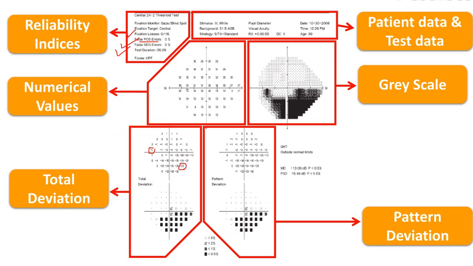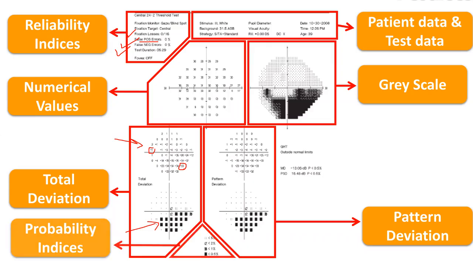And this will be represented also in a dark scale, so there will be a numerical scale, and there will be a graphical scale. This graphical scale will be represented by probability indices. So the darker the spot, or the darker the mark here, the more it represents how probable it is to be normal.